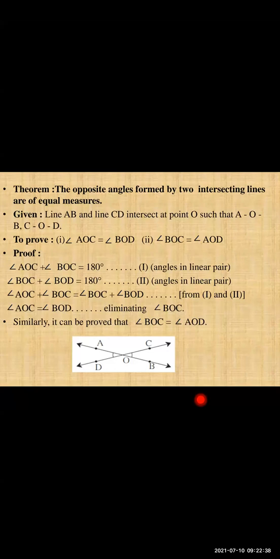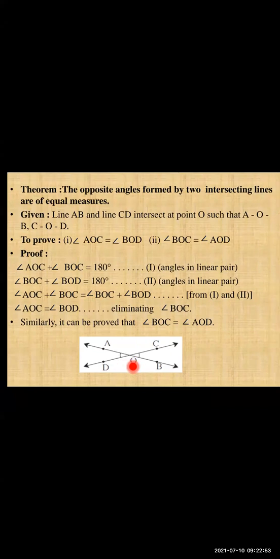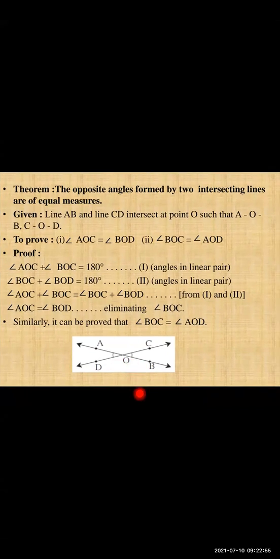So what is in the proof? Angle AOC plus angle BOC. Where is AOC? This is AOC and this is BOC. We get AOC and BOC formed on a straight line. These two angles are formed on a straight line.